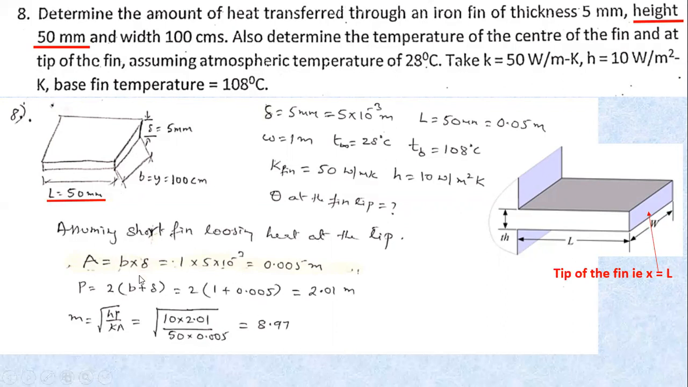But to get the accurate value, if you use the short fin with losing heat at the tip, then we'll get the accurate value. Now coming to the area, A is equal to breadth into thickness, get the area value. Perimeter is the length of the four sides at the tip. M is equal to root of hP by kA, you will get 8.97. You can check again M into L, you will get less than 5. So we are considering it as a short fin.